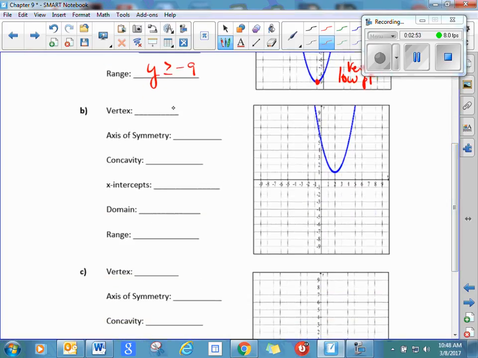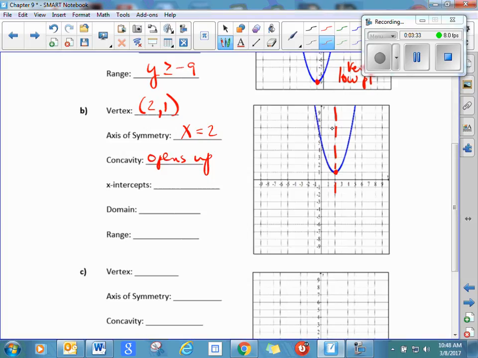Same sort of thing. The vertex right here, it's over 2, up 1. Axis of symmetry is this dotted line right here that goes through our vertex. Again, it's an x equals line. In this case, now obviously if our parabola was going like this, we'd have a y equals line for the axis of symmetry. So it's not always x equals, but in our examples to date, it's been x equals, and it's x equals +2. Concavity, again, it opens up.